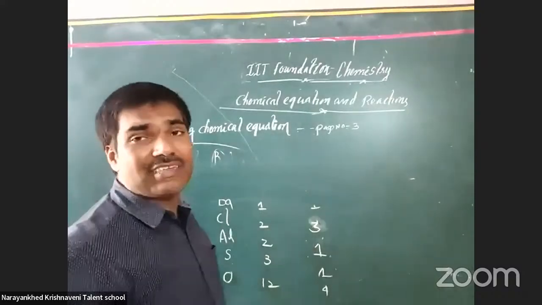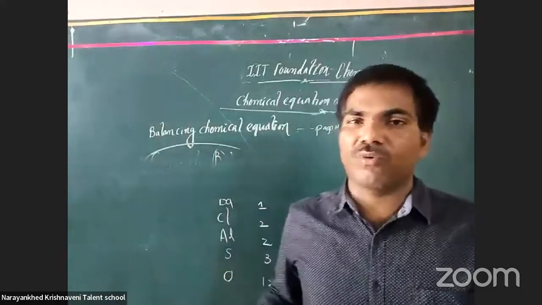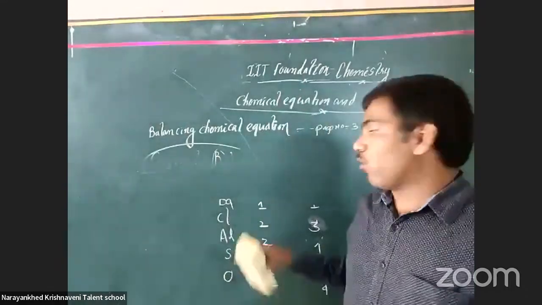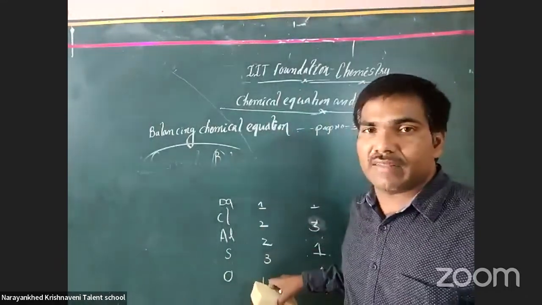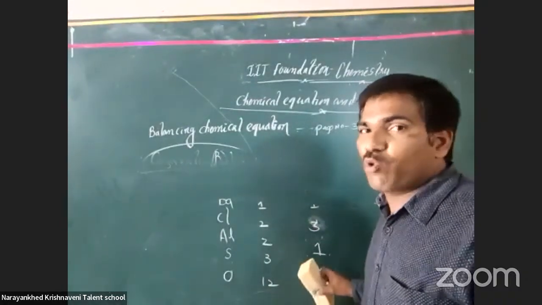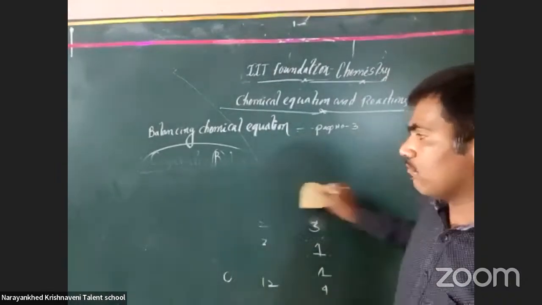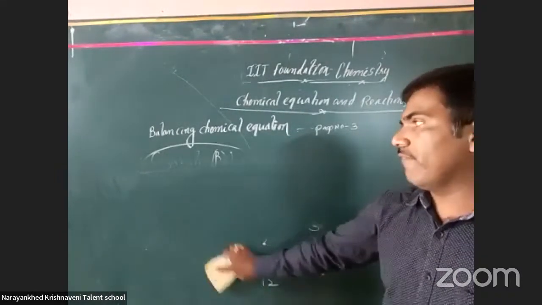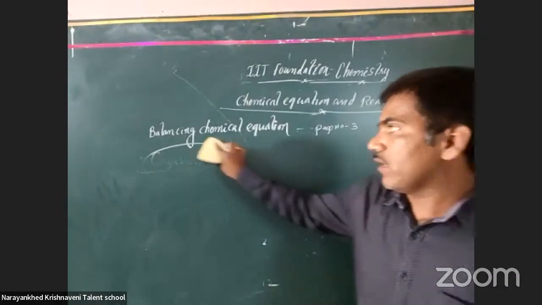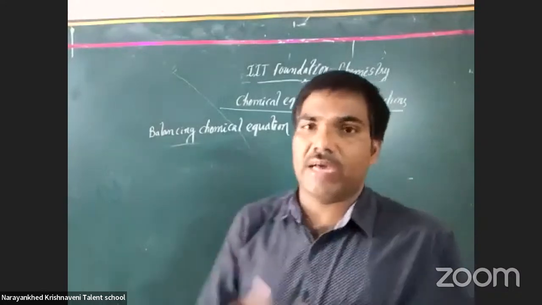How to write it: first you have to write the element names. Then write how many of those elements are in the reactants, and next how many are in the products. Based on that we do some mathematical operations and get the balancing of the equation. Now I'm going with the simple equation only.